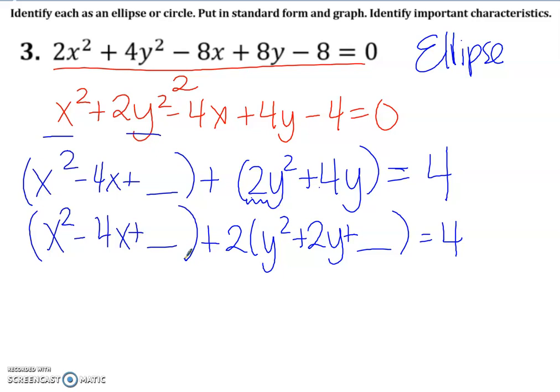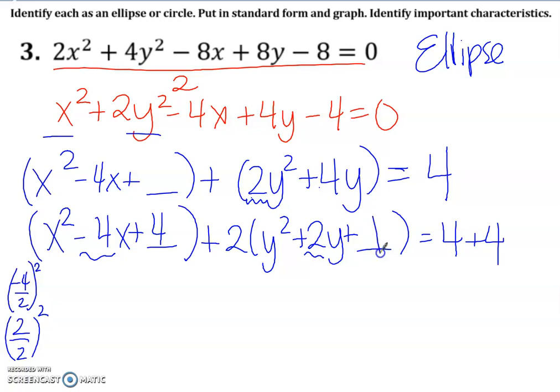Okay, let's start with our x trinomial. -4 divided by 2 squared gives me 4. Keep it balanced. We're going to add over the 4. 2 divided by 2 is 1. 1 squared is 1. 1 is not what I add over here. When you have something GCF'd out, when you go to add something to the right side, you have to do 2 times that. So I really have to add over 2. Okay, now we're ready to factor.